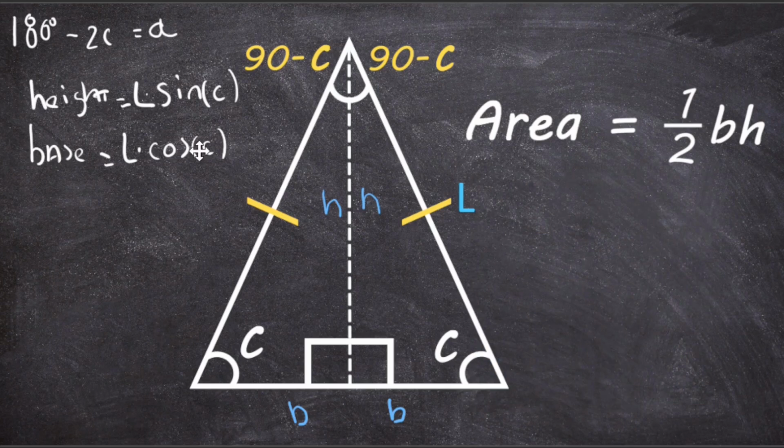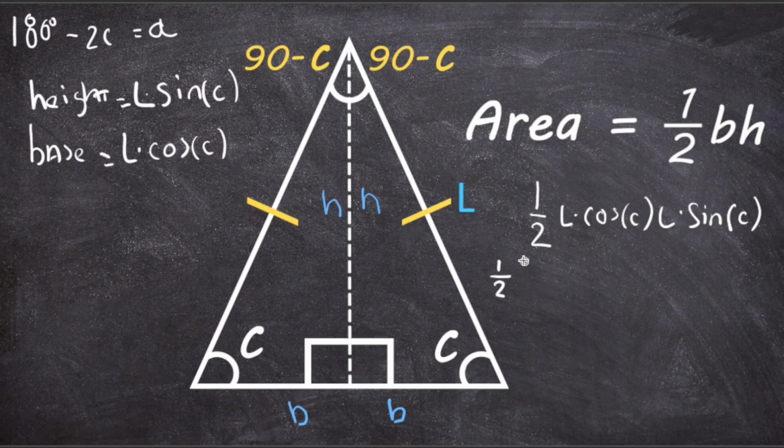Now that we have the base and height, we can plug those values into the basic equation for the area of a triangle. So we get that area equals 1 over 2 base. Well, the base you can see is L times cosine C, times height. Well, height is L times sine C. We can simplify this a little bit. We've got 1 over 2.